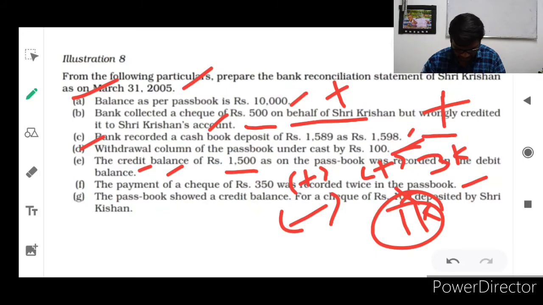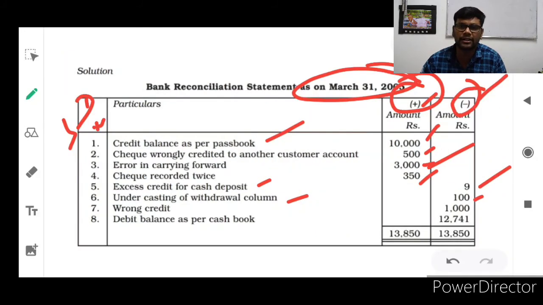And next one, the passbook shows a credit balance for a check of rupees 1000 deposited by Sri Kishan. The passbook shows this information, not the cash book. So in the passbook only this information is available. 1000 rupees Sri Kishan deposited, but it is a wrong deposit, which is called wrong credit by the banker.